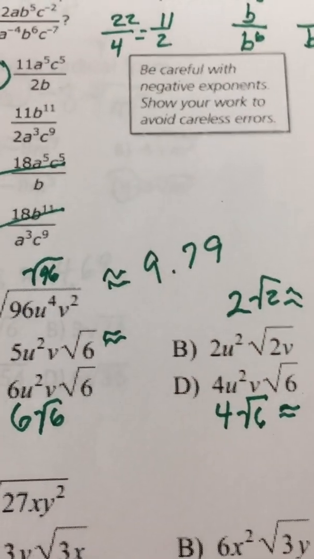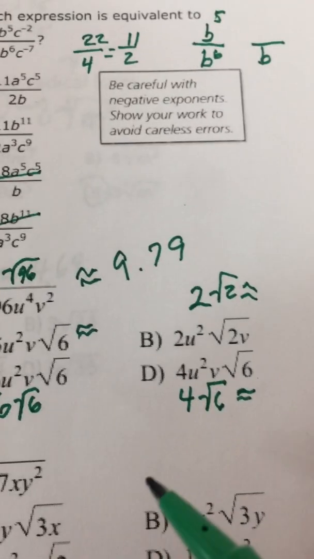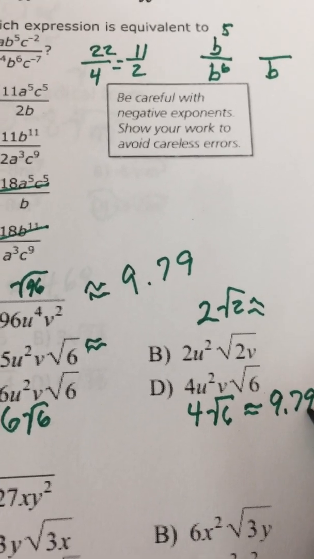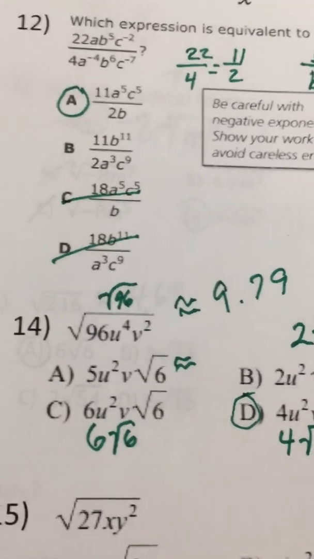If you're lucky, only one of them will have the right answer. And by golly, when you do this one, D is 9.79. So which one is it? It is D. All right, there we go with that.